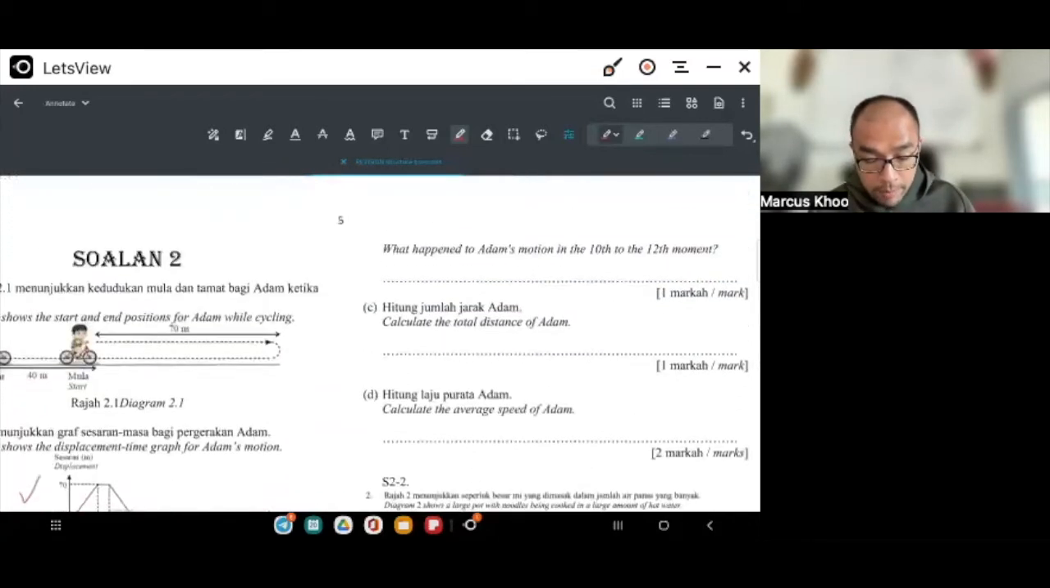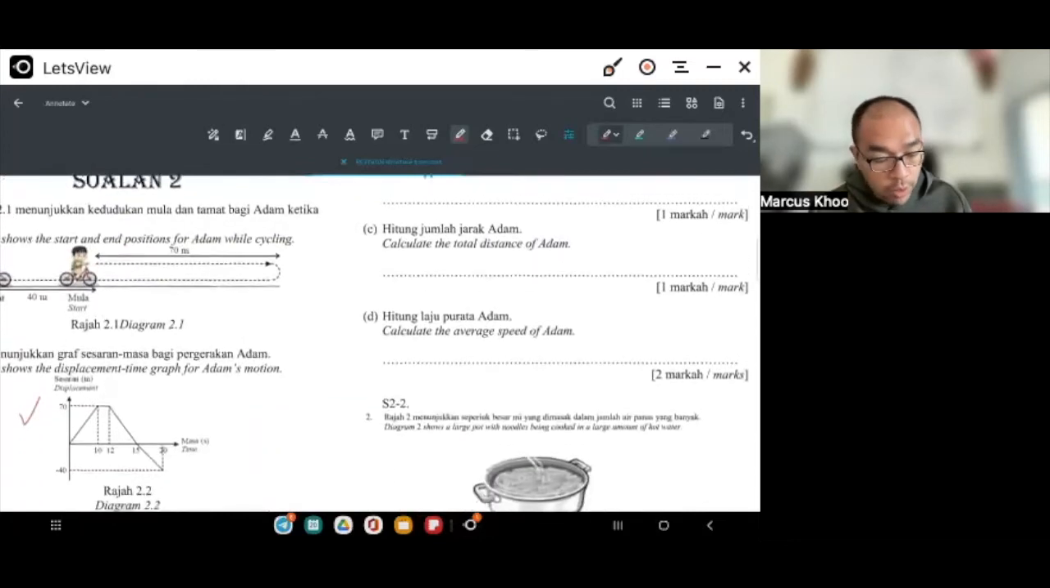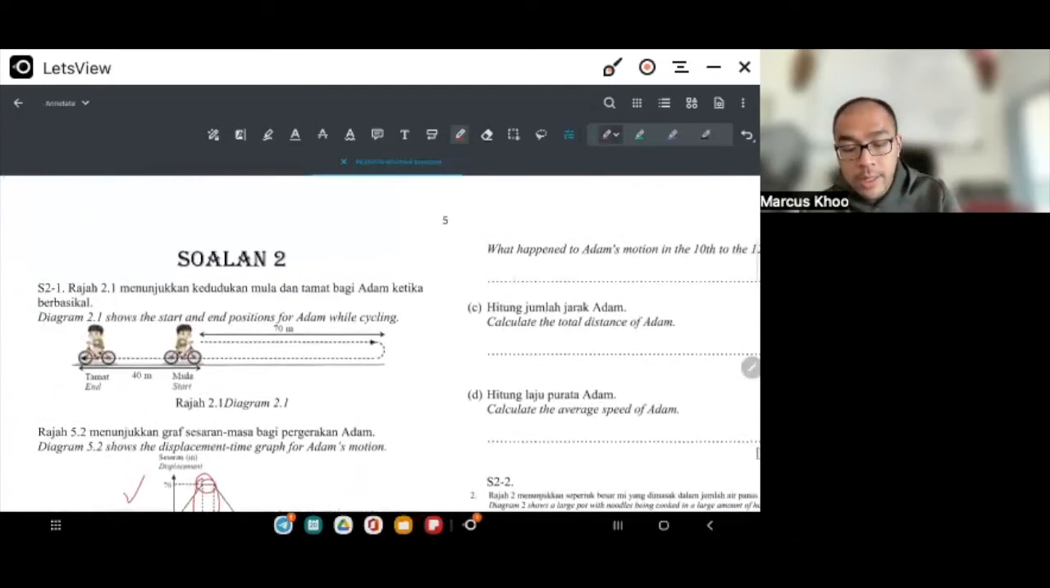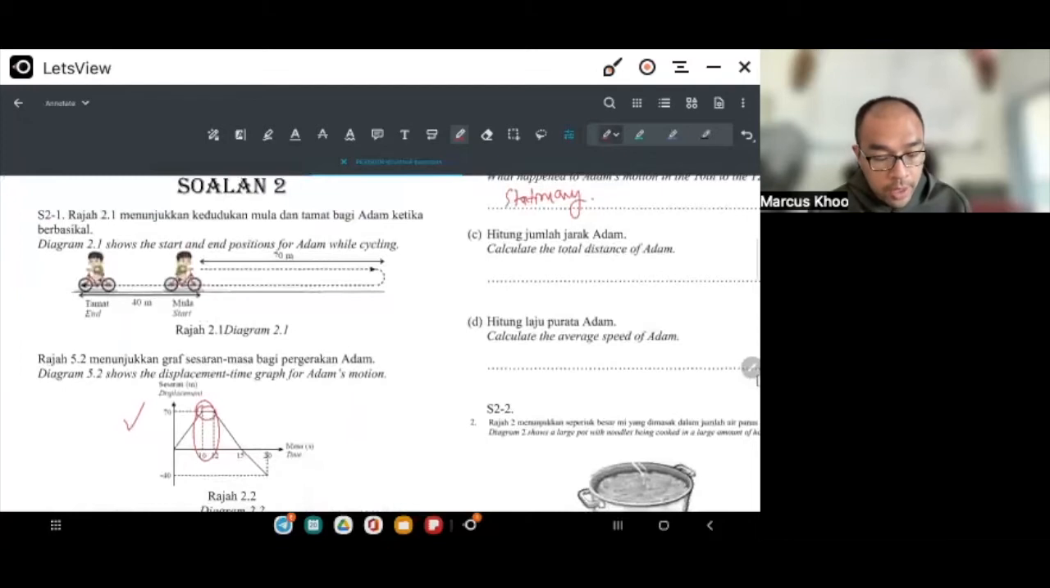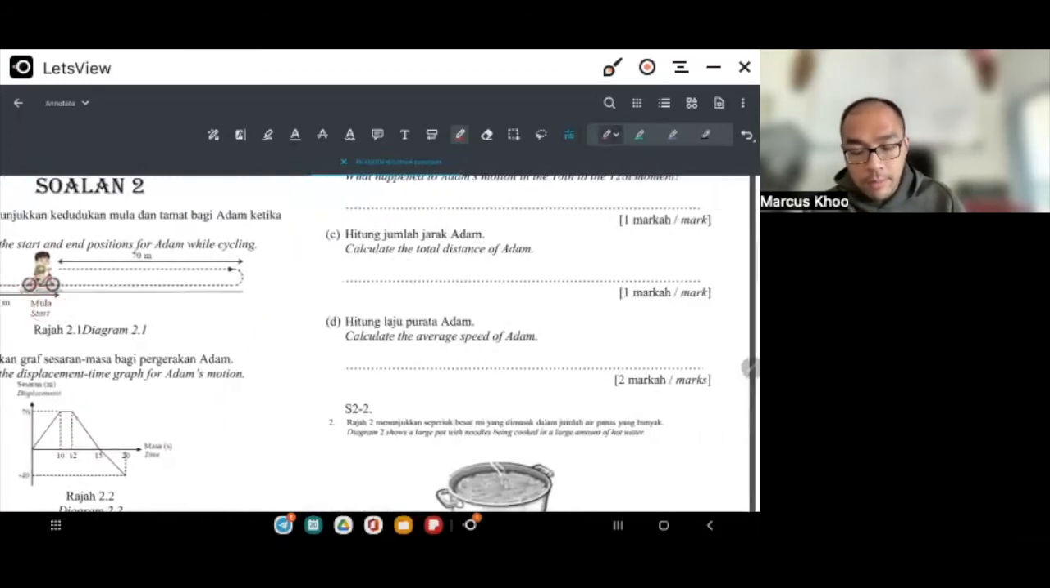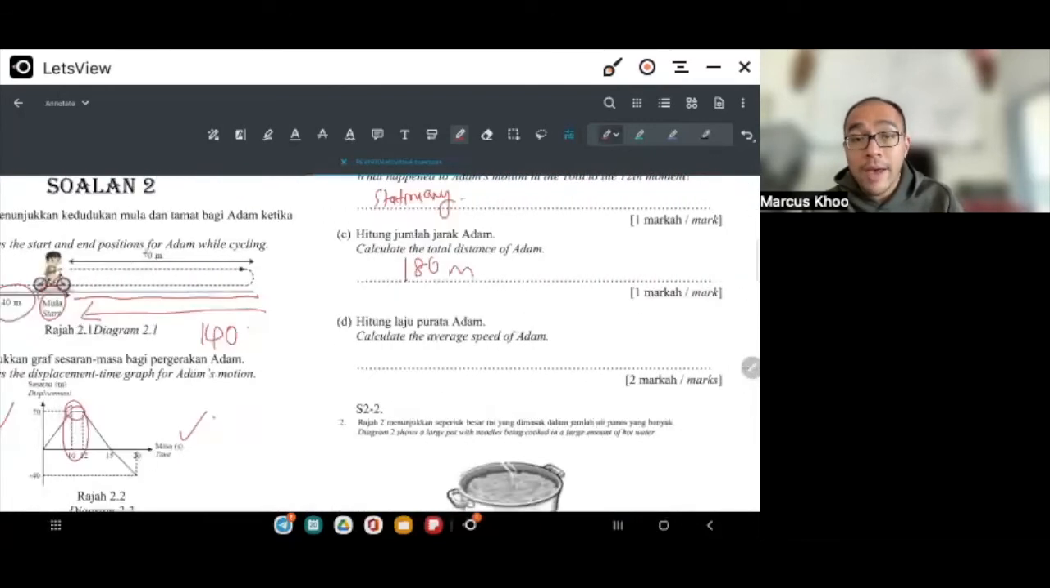What happens to Adam's motion from 10 to 12 seconds? Since there is no change in displacement, Adam is stationary. Now calculate the total distance of Adam. So he starts here, 70 here, and then 70 back is 140. Then add another 40, which makes 180 meters. Now calculate the average speed of Adam.